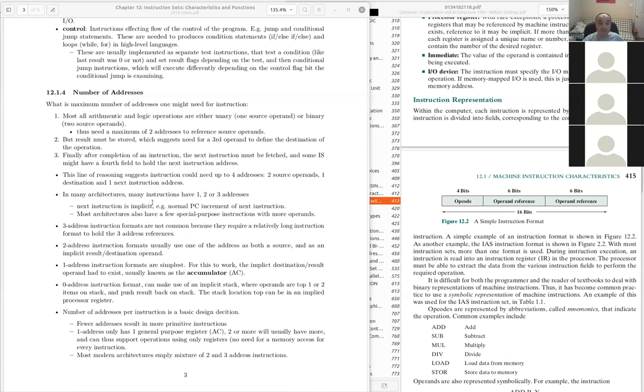So many architectures have the next instruction being implicit and have the result being implicit, allowing two or three address architectures, or even one address, as we'll look at in a second here. So for the three address format, you can normally specify the two source operands and then the destination address or operand. That's typical of the three address instruction format, right? But they're actually not as common because they require relatively long instruction formats. You need lots of fields, so we end up with long formats.